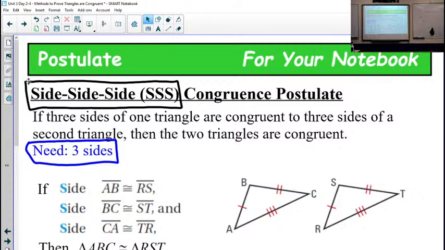So what this says is that if I have 3 pairs of sides in one triangle congruent to 3 pairs of sides in the other triangle, then the triangles are going to be congruent. That means that if I know the 3 pairs of sides, I don't need to know anything about the angles. That's enough information to say the triangles are congruent. So as soon as I have my 3 pairs of sides locked in, I can say triangles are congruent by side, side, side.